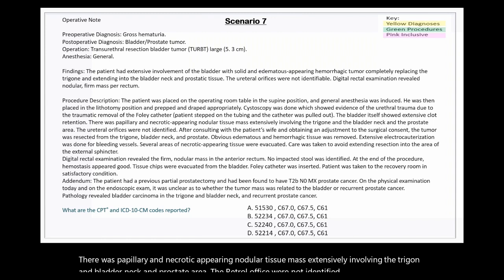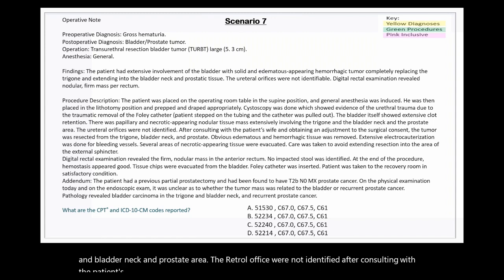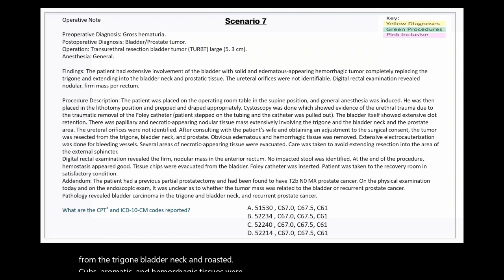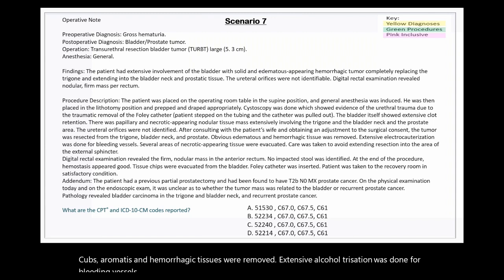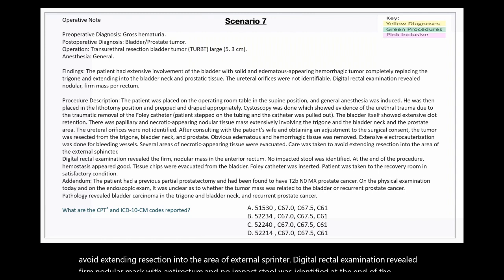After consulting with the patient's wife and obtaining an adjustment to the surgical consent, the tumor was resected from the trigone, bladder neck, and prostate. Obvious edematous and hemorrhagic tissues were removed. Extensive electrocauterization was done for bleeding vessels. Several areas of necrotic appearing tissues were evacuated. Care was taken to avoid extending the resection into the area of external sphincter. Digital rectal examination revealed firm nodular mass with anterior rectum and no impacted stool was identified. At the end of the procedure, the hemostasis appeared good.